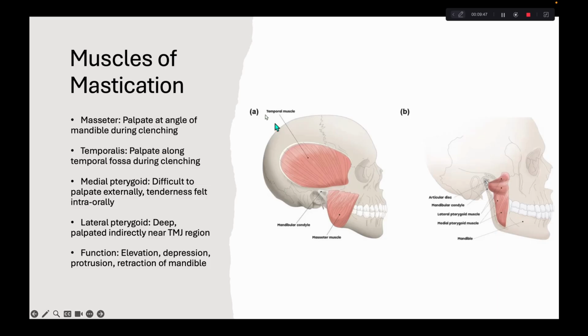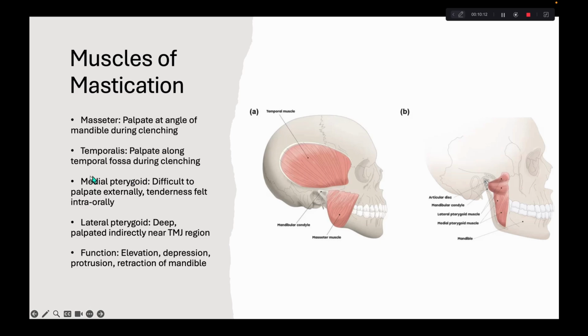Then we have our temporalis. So this covers most of the side of your skull. You can palpate this along with the fossa that it's sitting in during clenching as well. So clench, you can feel your masseters tighten, and if you clench, you can feel your temporal muscle also contracting.